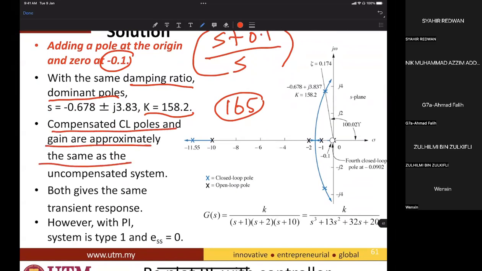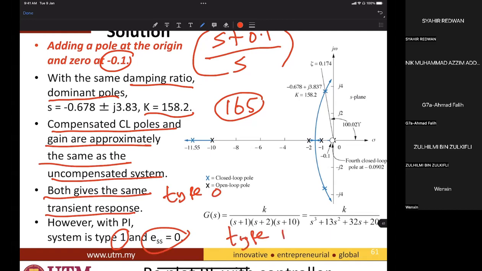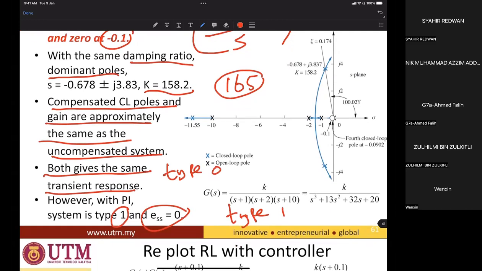Beza sikit apa? A little bit of difference, no problem, but it gives the same transient response. That matters. However, with the PI controller the system becomes type 1, and the steady state error becomes 0. Previously it was type 0. So when we apply the PI controller, it becomes type 1, because the PI controller increases the system type and makes the steady state error become 0.